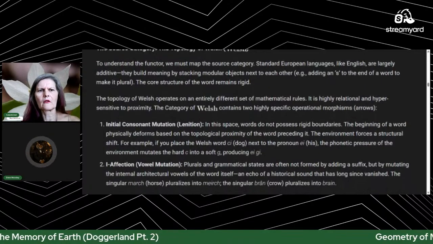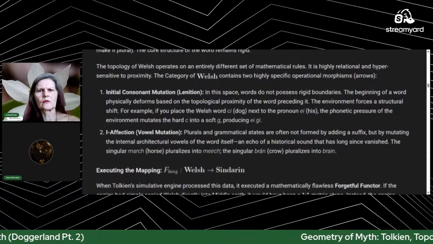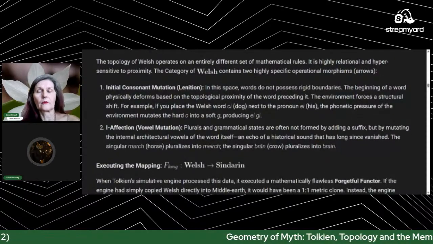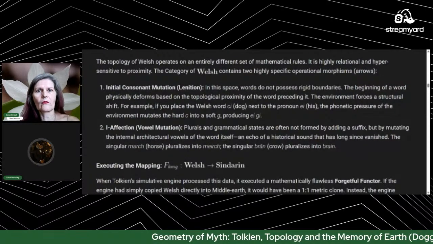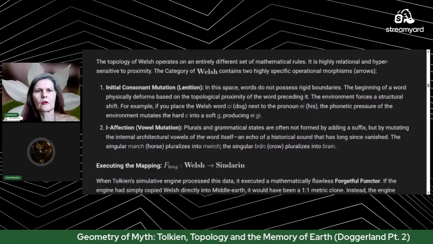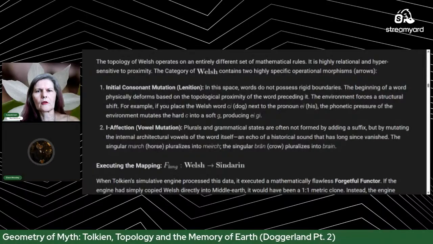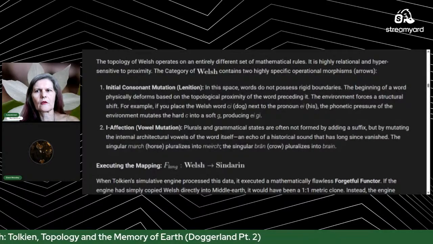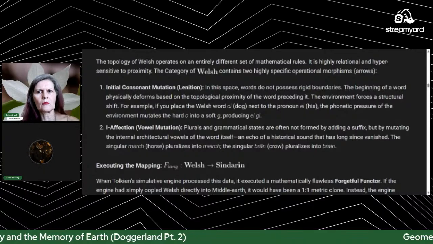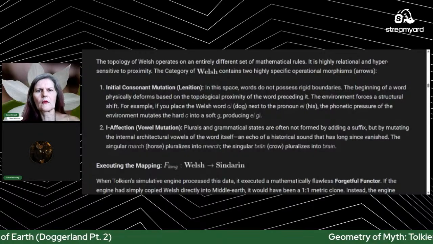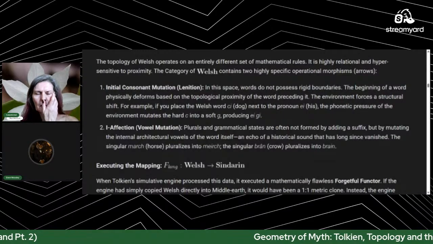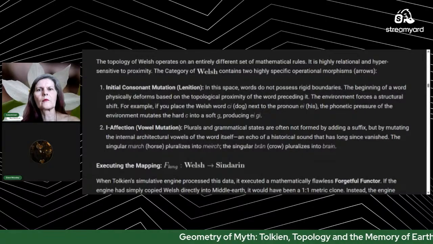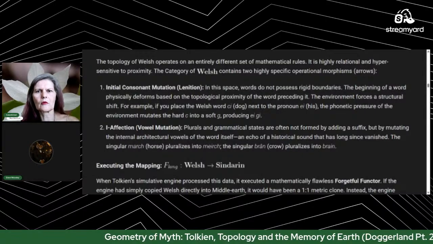The topology of Welsh operates on an entirely different set of mathematical rules. It's highly relational and hypersensitive to proximity. The category of Welsh contains two highly specific orthogonal morphisms, and morphisms are the way that things are mapped to each other, and they're represented by the arrows in category theory.